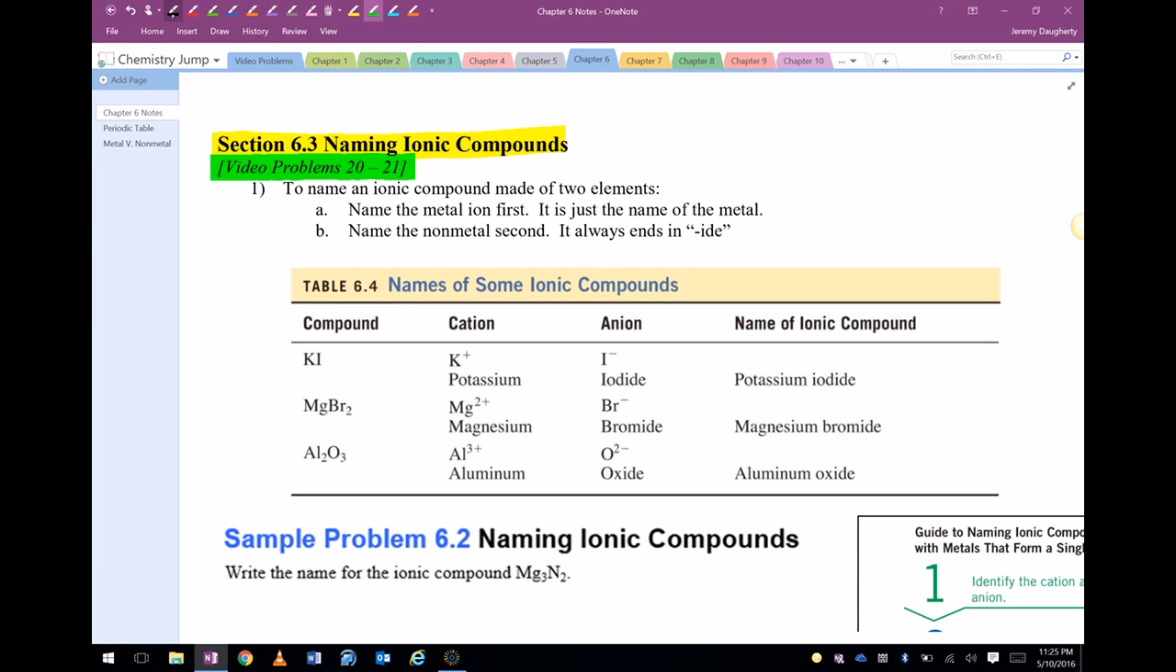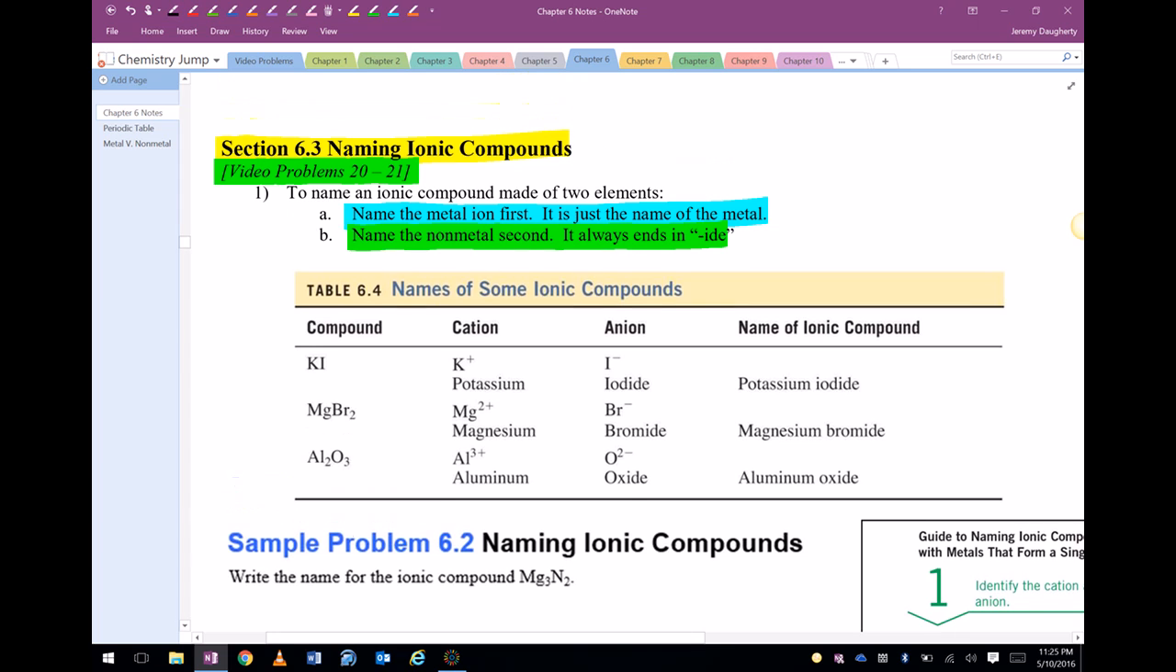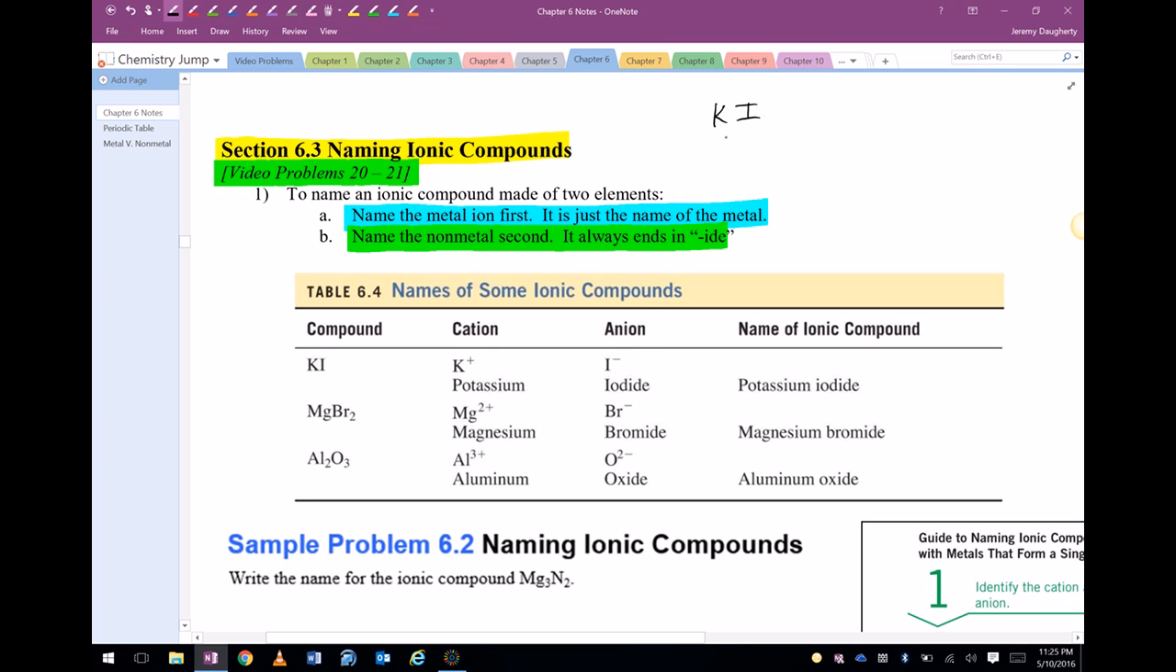It's just simply, you say the name of the metal, right? And then you say the name of the nonmetal. And the nonmetal, remember, ends in IDE. Here's a couple examples. Here's KI. You say the name of K, which is potassium. You should have that memorized. And then you say the name of I. That is iodide. IDE. It is not iodine because it's an ion. So when we say you have an iodide, we are talking very specifically about the ion.